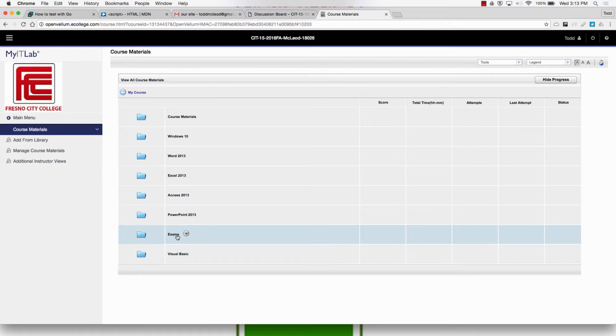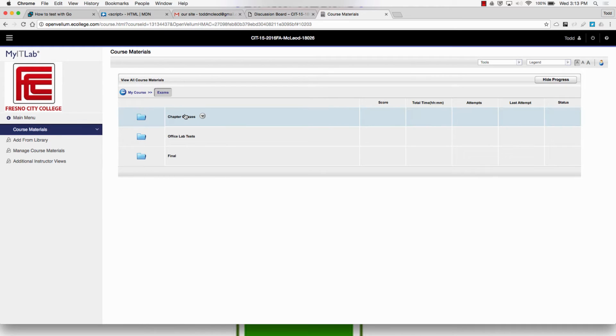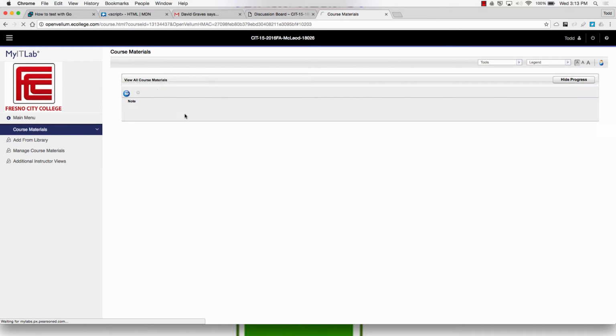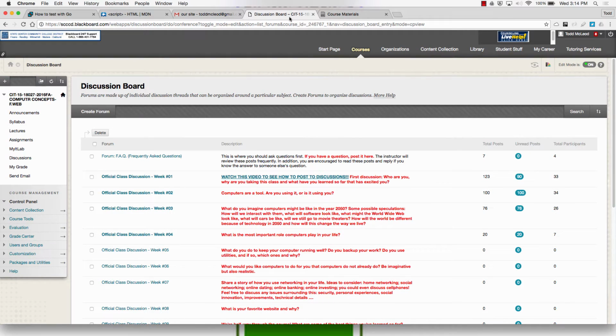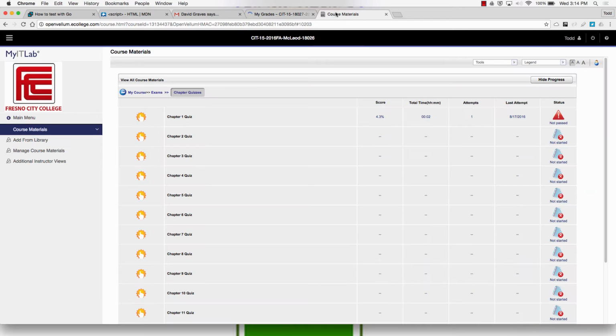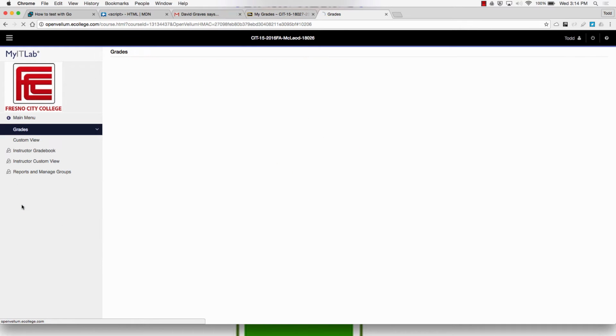And then down here in exams, there's chapter exams. And those chapter exams right here, chapter quizzes, you should be through chapter 4 by the end of this week. So that's what you have to do in this class to get an A. Assignments, my IT lab, discussions. Half your grade comes from Blackboard. So when you look in here at my grade, that's half your grade. Your other half of the grade comes from course materials, main menu, grades. This is the other half of your grade.